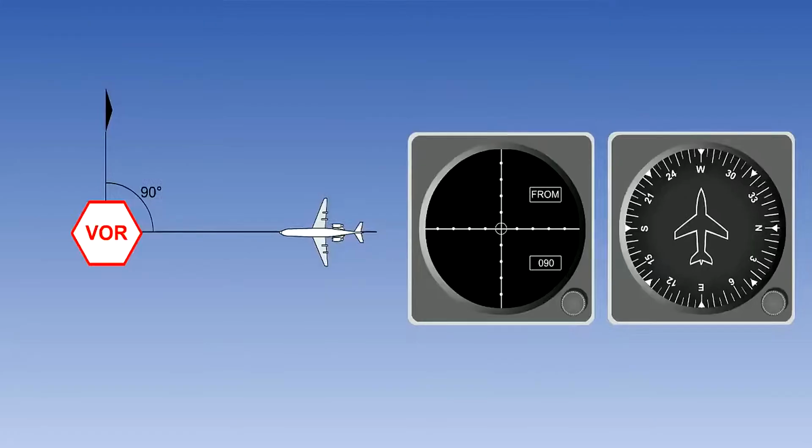If you were to set 090 on the OBS, this would be an error, as the flag would show from, because all radials are from the VOR, and you are on the 090 radial from the VOR, even though you are flying towards the VOR. Your selected radial must always match your chosen magnetic track. In still air, it will also match your heading.